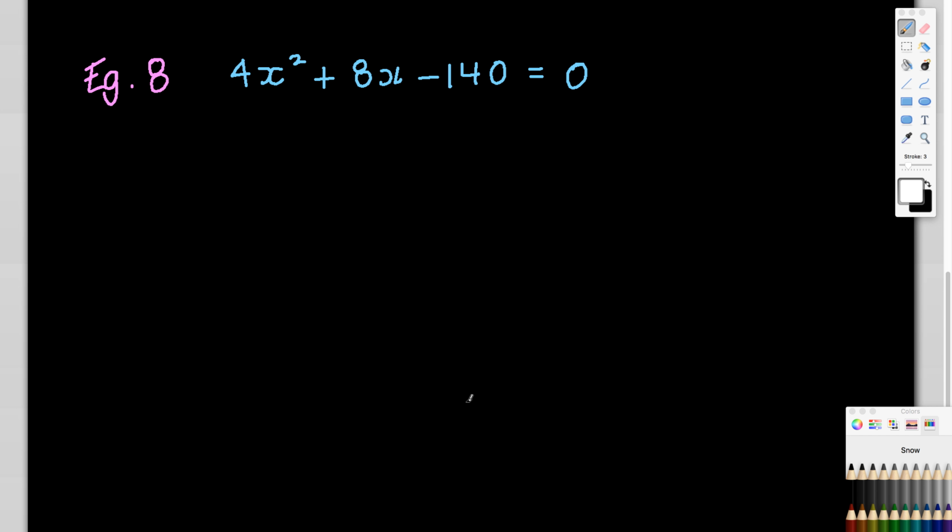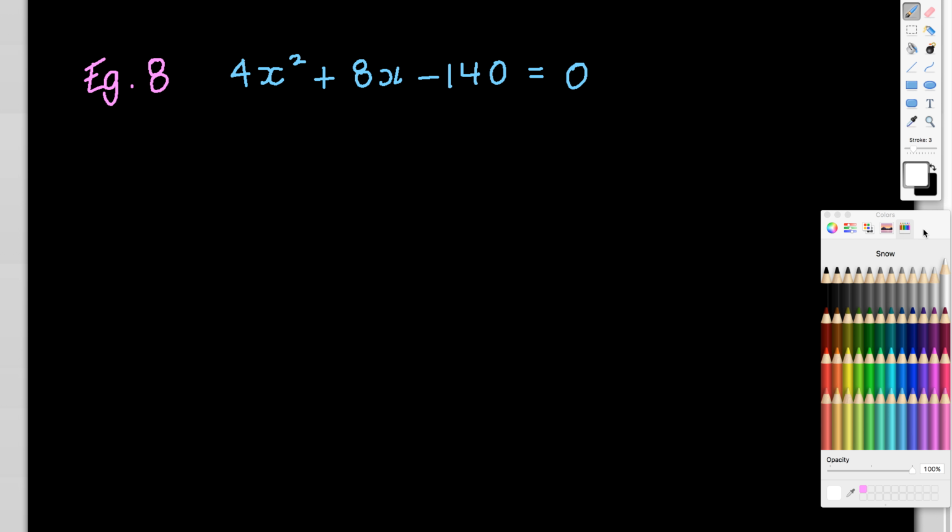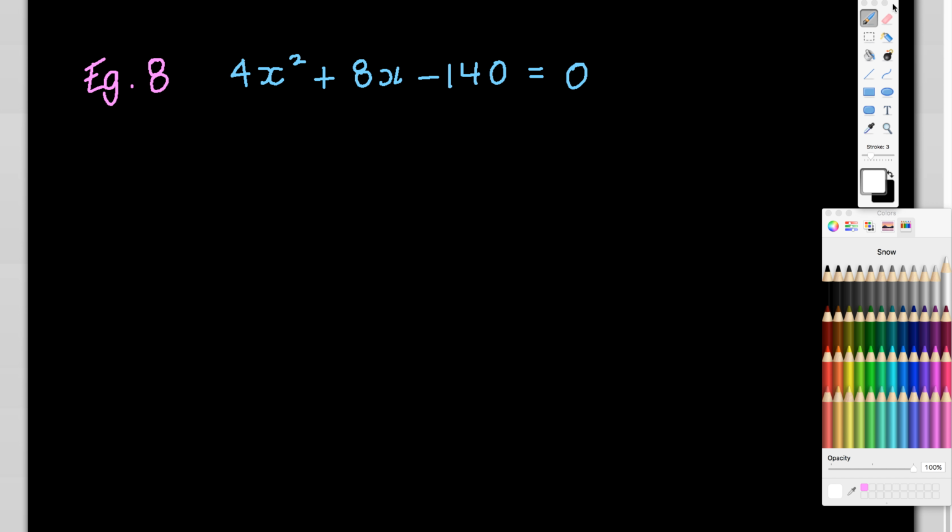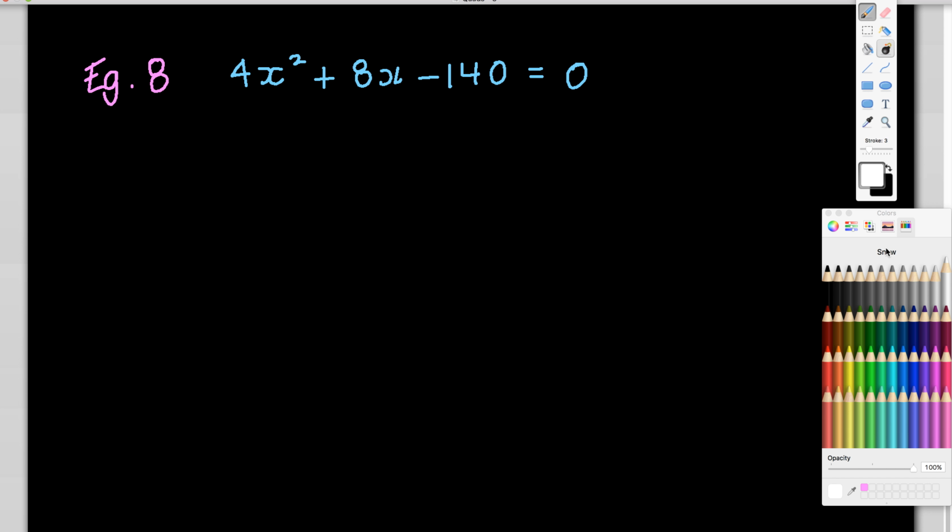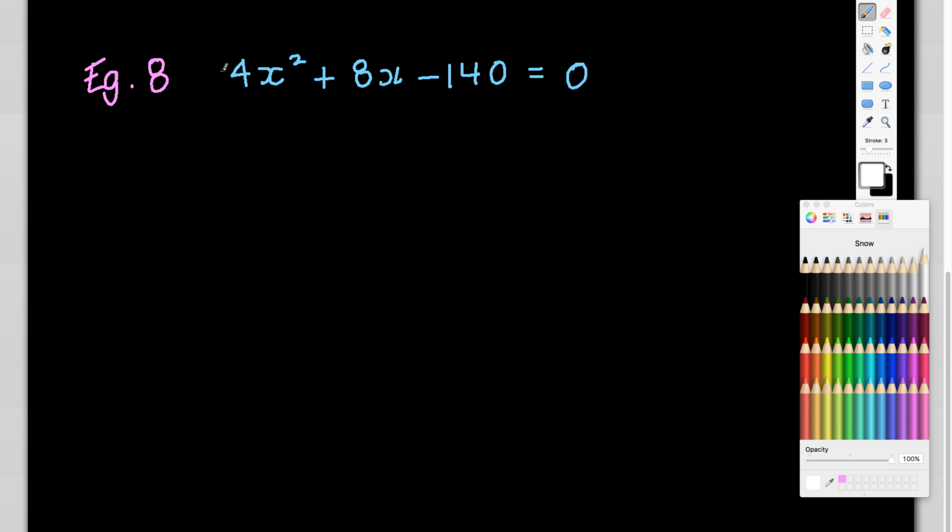One where it's really important to look for your common factor is something like this, because you might look at it and go, oh, it's one of those non-monic ones. I'm going to have to do that whole A times C process. But with this one, you actually don't, because you should recognize that this 4 goes into 8, 4 goes into 140 as well. So as soon as you come across one of these, you see a non-monic here, you should always first check for a common factor. I want you to get used to doing that. Always check for a common factor before you start.